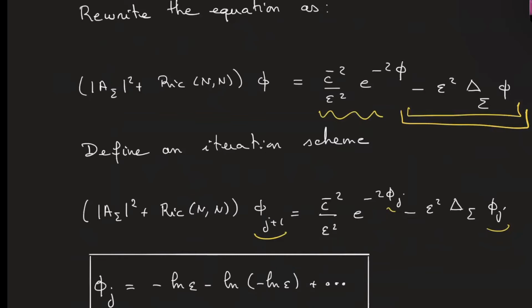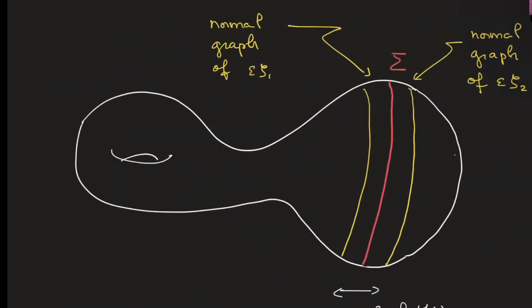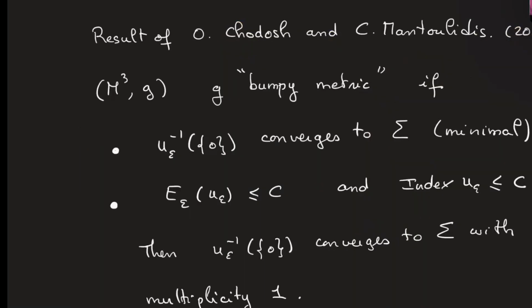Okay, so this was very good. And so at the end of the day, you get exactly what you expect: a solution whose nodal set is two nodal graphs over the minimal hypersurface Sigma, and the distance between these two nodal graphs is something like epsilon log(1/epsilon), if I'm not mistaken. Okay, now, so we were very pleased with these two results.